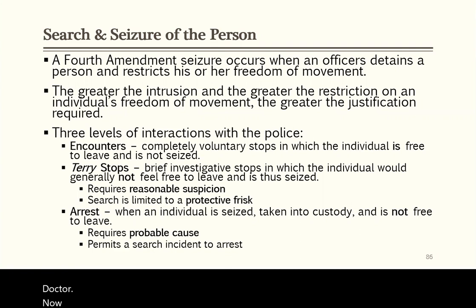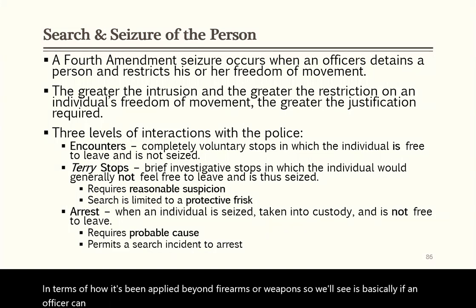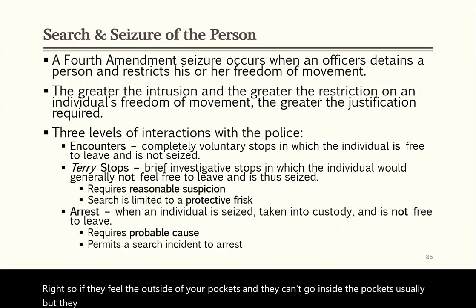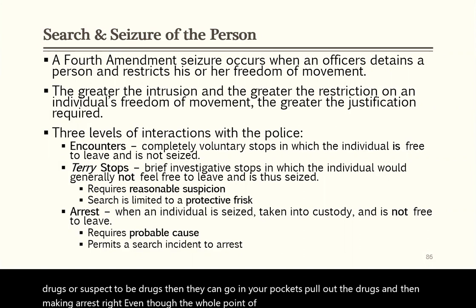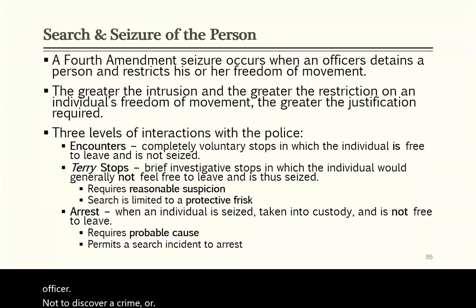Now, what we're going to see is the plain feel doctrine has been interesting in terms of how it's been applied beyond firearms or weapons. Basically, if an officer can identify something as contraband, so if they feel the outside of your pockets, they can't go inside the pockets usually, but if they feel the outside of your pockets and they feel something that they immediately know is drugs or suspect to be drugs, then they can go in your pockets, pull out the drugs, and then make an arrest. Even though the whole point of this protective frisk is to protect the officer, not to discover a crime or arrest somebody. So we'll get into that a little bit later.